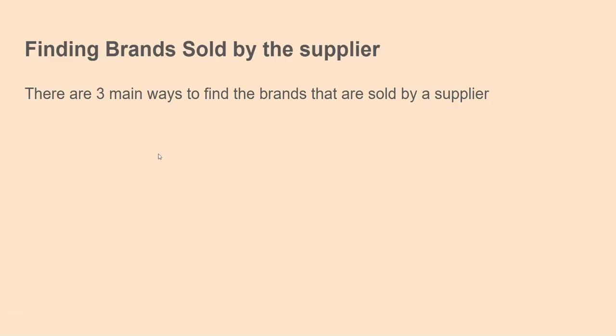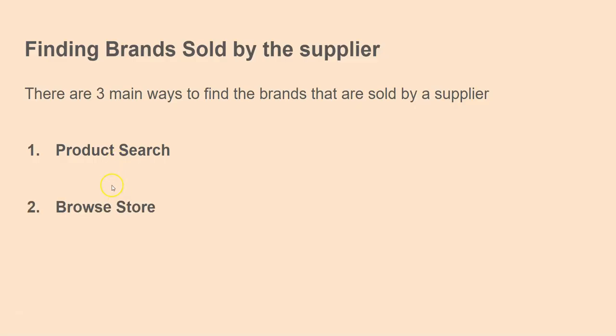Now, how about finding brands that are actually sold by the supplier in the first place? Right? We know that brands are the bridge between the supplier and Amazon, but how do we actually find the brands that are sold by the supplier? Well, there are three main ways to find the brands that are sold by a supplier. And the first, most simple thing you could do is simply go onto a supplier's website and just search for a product. Search for any type of product or category that you're interested in selling.